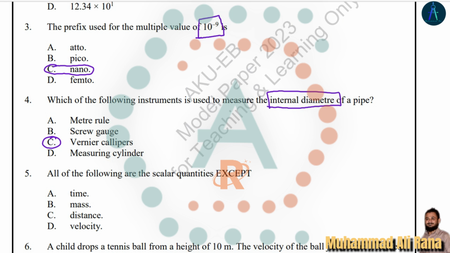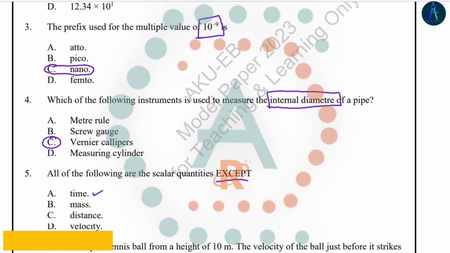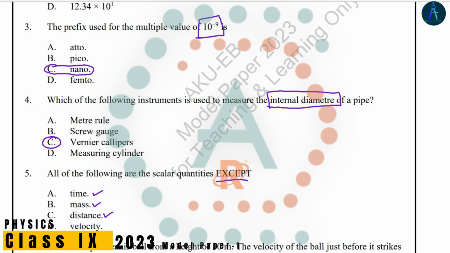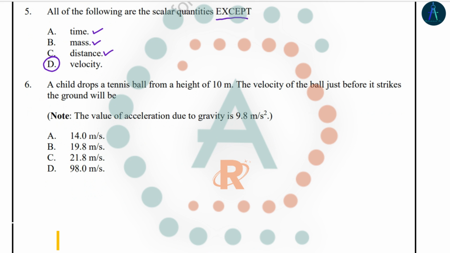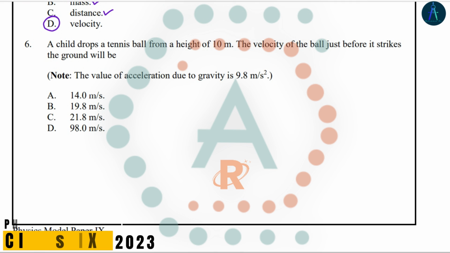All of the following are the scalar quantities except the one. So time is a scalar quantity, mass is a scalar quantity, while distance is also a scalar quantity. So the vector quantity among these four is velocity. So option B will become our right answer. Now let's see question number 6.